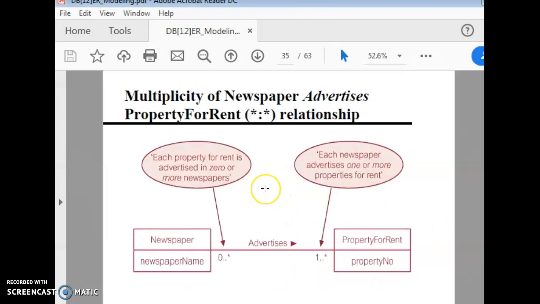This is the ER diagram for the same example. To represent that each newspaper can advertise one or more properties for rent, we place one to many beside the property for rent entity type. To represent that each property for rent can be advertised by 0 or more newspapers, we place 0 to many beside the newspaper entity type. This is about the many-to-many relationship.